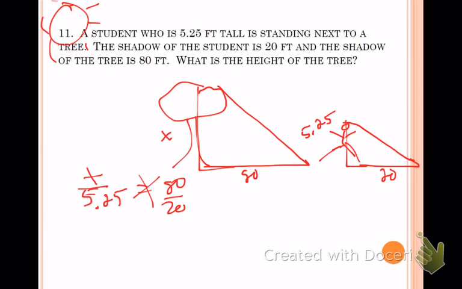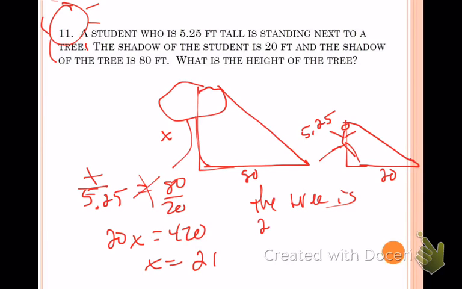Then we're just going to cross multiply and solve and realize that 20x equals 420. And then when we divide by 20, we get 21. So that means that the tree is 21 feet tall. Easy enough to find. Okay, but kind of a neat trick to try to find the height of a tree.